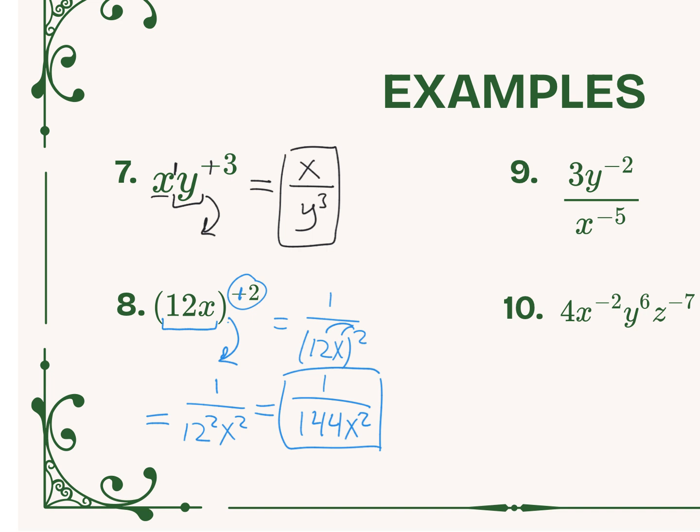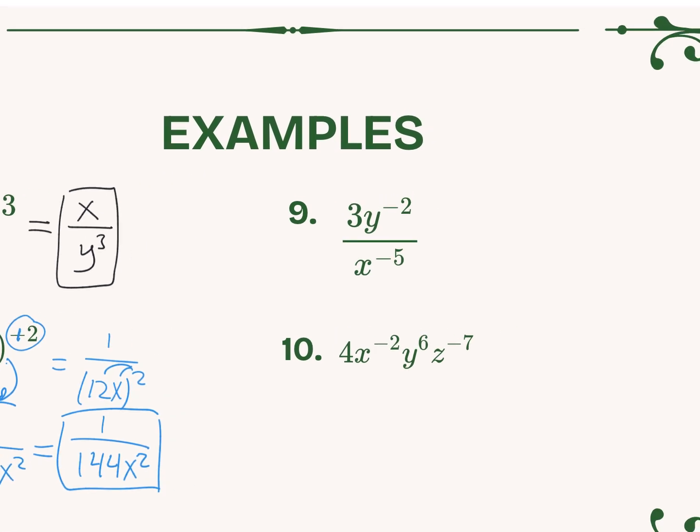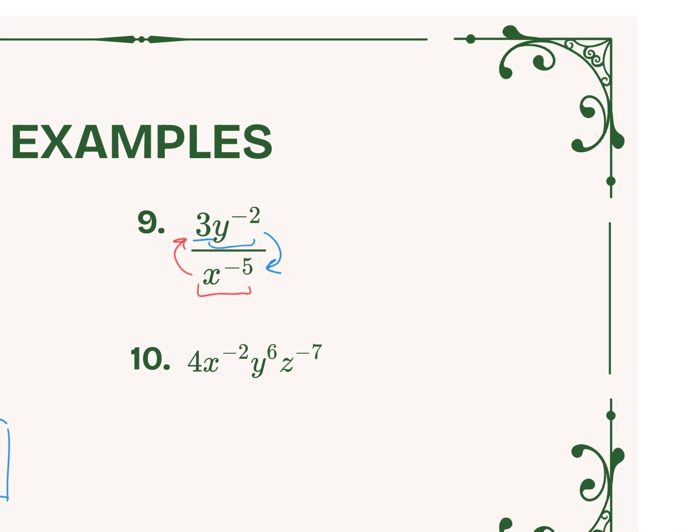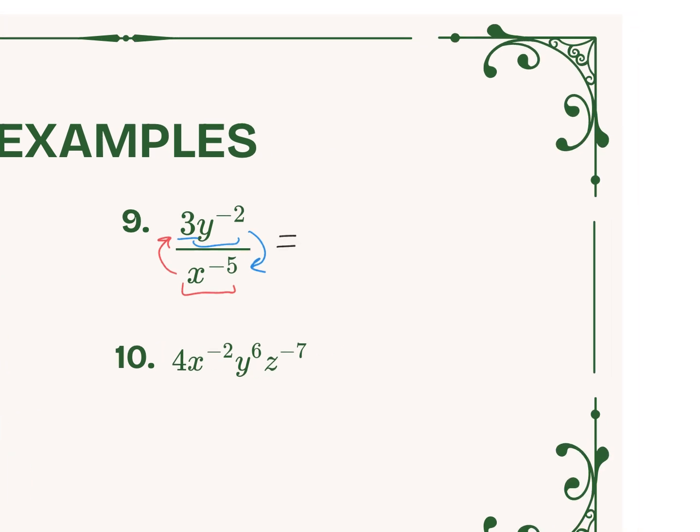All right. And then if you look at something like number 9, again, this 3, nothing special is happening with this 3. It has no exponent. But y to the negative 2 is going to move to the bottom. And then x to the negative 5 is going to move to the top. Right, so on top, we should still have that 3, but then that x to the negative 5 is going to go from the bottom to the top, and the exponent is going to be positive. And then y to the negative 2 is going to go from the top to the bottom. That exponent is going to be positive as well. All right, and then so this is our final answer.